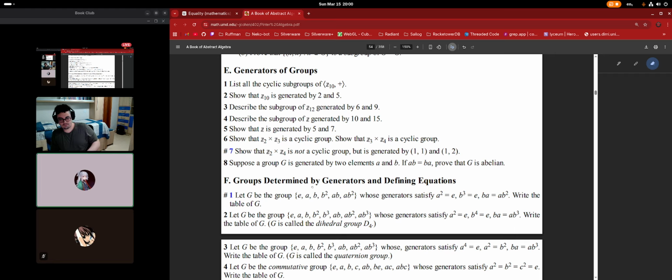H is kind of interesting, but there's not much to say about it other than I had fun doing it. Suppose a group G is generated by two elements, A and B. If AB equals BA, prove that G is abelian.